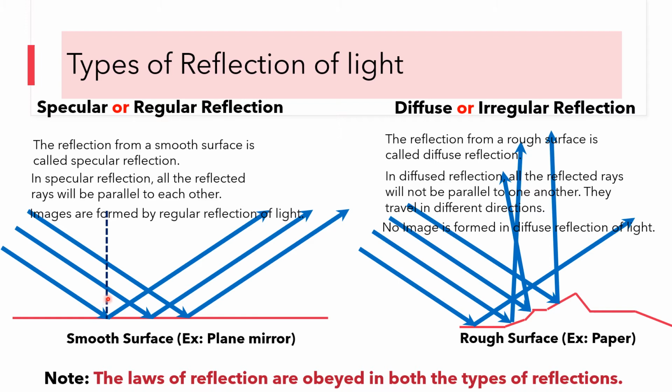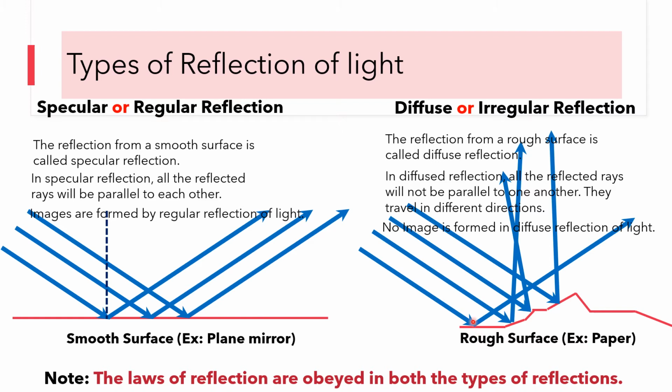So our two laws are: angle of incidence equal to angle of reflection. This law is obeyed, and the incident light ray, the reflected light ray, and the normal, these three lie in the same plane. This second law is also obeyed here in specular reflection. Let's see whether the two laws are followed in the second type of reflection, that is the irregular reflection. Okay, so here also the two laws are obeyed.